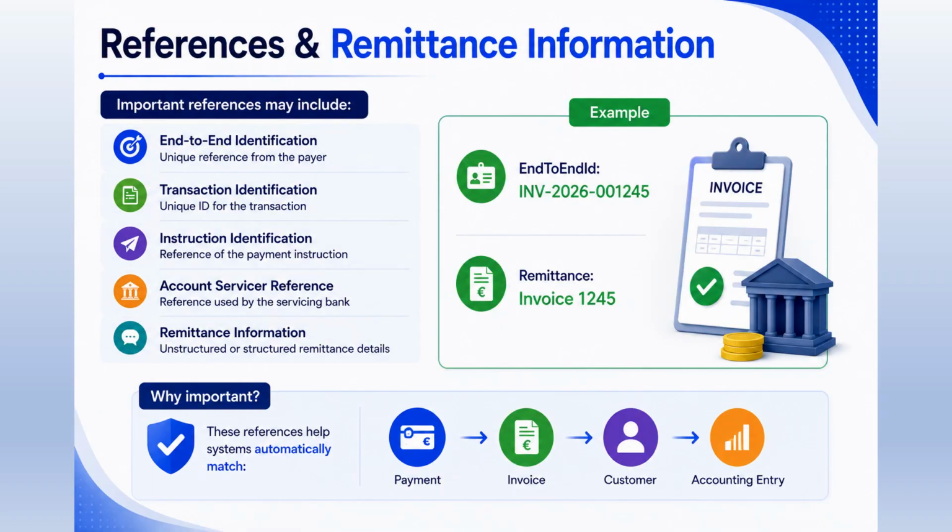References are extremely important for automation. A transaction can contain an end-to-end identification, transaction identification, instruction identification, account servicer reference, and remittance information. For example, end-to-end ID, INV-2026-001245, and the remittance information could indicate invoice 1245. These references allow downstream systems to connect the payment with the business transaction. So we can have payment, invoice, customer, accounting entry. That's one of the key reasons structured payment references are so valuable.